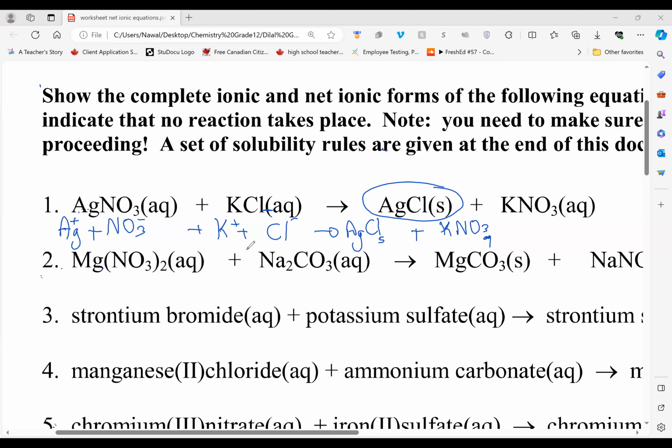Here? Yeah. With this, it's aqueous, so we can separate it. We cannot separate the solid or the gases. But in the aqueous state, we can separate them easily.